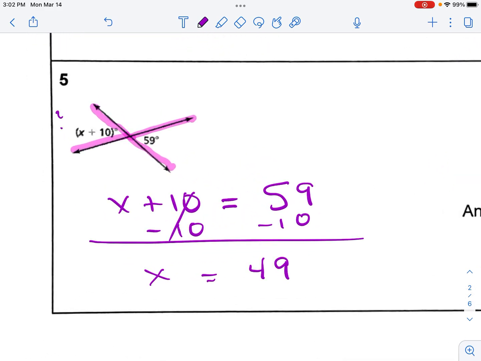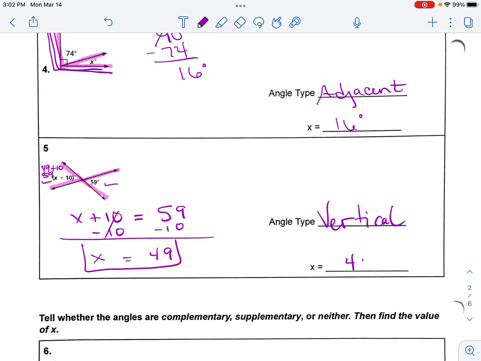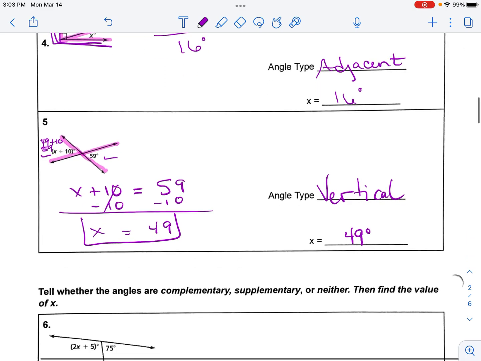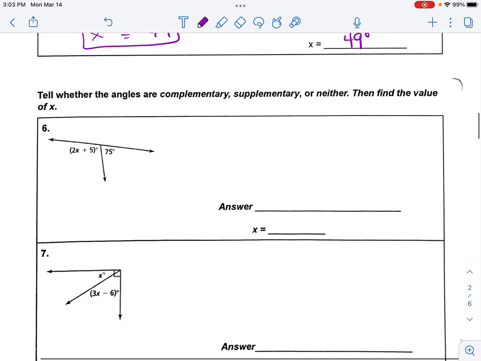Plug 49 back in here for x. 49 plus 10 is 59. It would make sense. Okay, now obviously that one was easy enough where you could do it without showing your work, but you must show your work. Put them set equal to each other and solve.